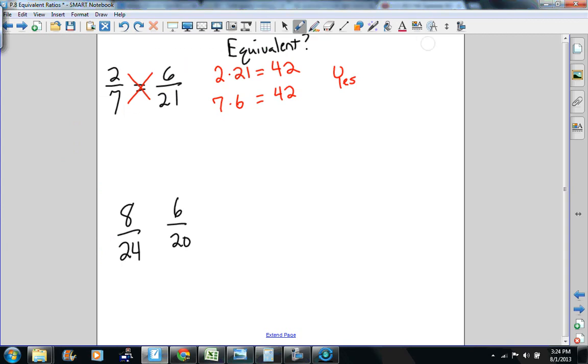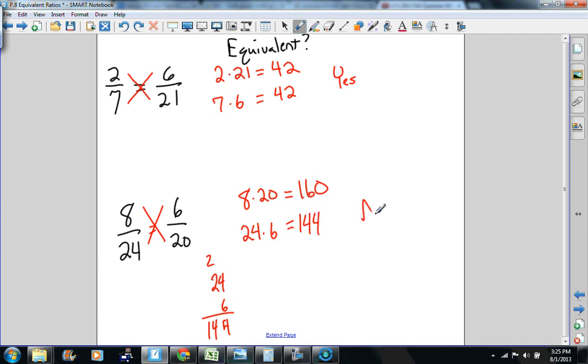Now, the way that a lot of you are going to like, going from 2 to 6, multiplying by 3, 7 to 21, that's a really nice method, except on the bottom types of problems here, because there is no way to get from 8 to 6. So here, we're going to have to do cross multiplication. So we do 8 times 20, that's equal to 160, and then we'll have to do 24 times 6, that's 144. So these are not equivalent ratios.